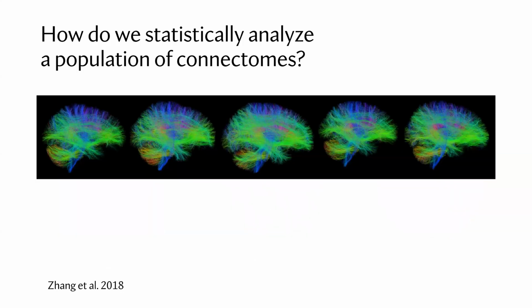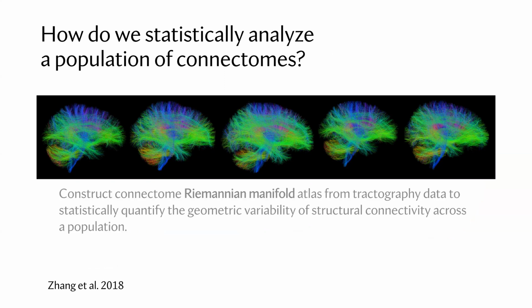But here comes the question. What if we want to statistically analyze a population of connectomes? Neither deterministic nor probabilistic tractography can offer us a solution. Luckily, constructing a Riemannian manifold for the connectomes is a very ideal tool for later statistical analysis. There are a lot of tools we can utilize to calculate an average brain connectome, which quantifies the geometric variability over a population.